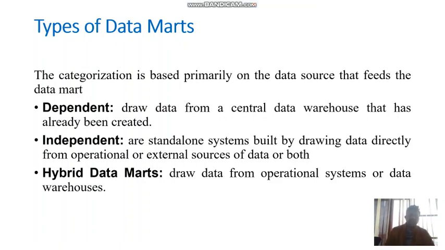So there are various types of data mart. This categorization is primarily based on the data source that feeds the data mart, where the data comes in the data mart. So we have three types of data mart here.